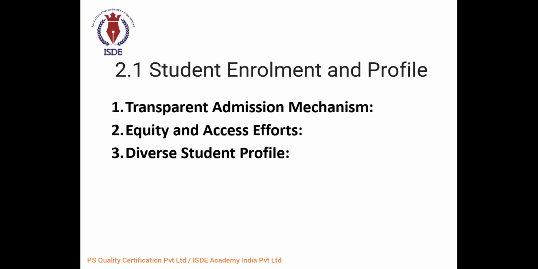Make sure your admission is transparent. Transparency means it is available to everyone, based on the admission models, and based on equity and access efforts. Equity and access starts from how you ensure that equal opportunity is given to different sets of people. And the last objective here is a diverse student profile based on geographical areas. How well are the students diverse across your geographical areas?